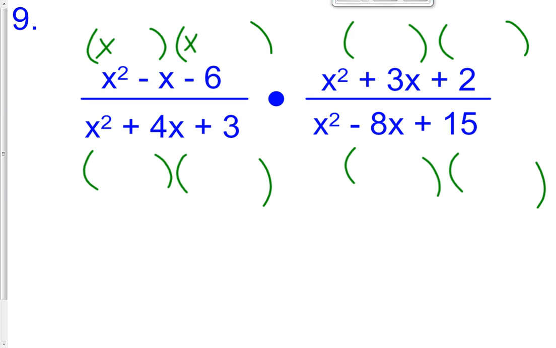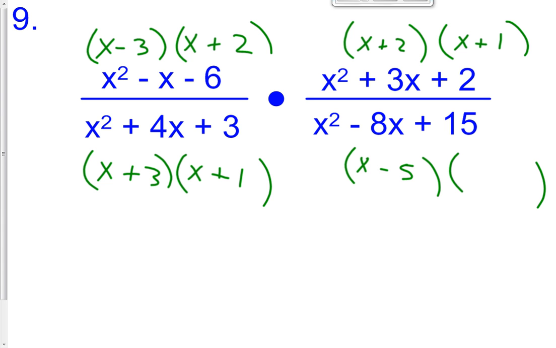x times x minus 3 and a positive 2. If you like factoring, you're going to love these. If you hate factoring, you're going to hate these. x plus 3, x plus 1. x plus 2, x plus 1. x minus 5, x minus 3.